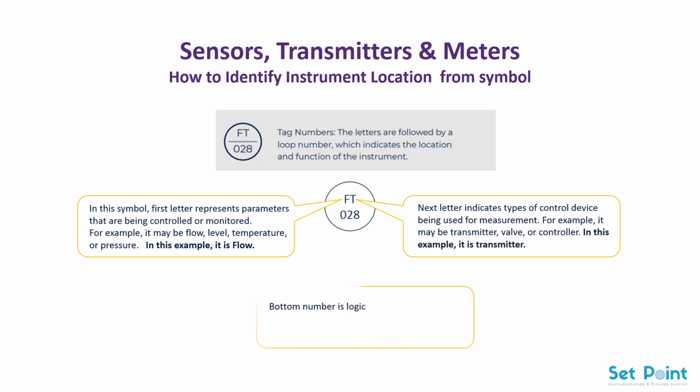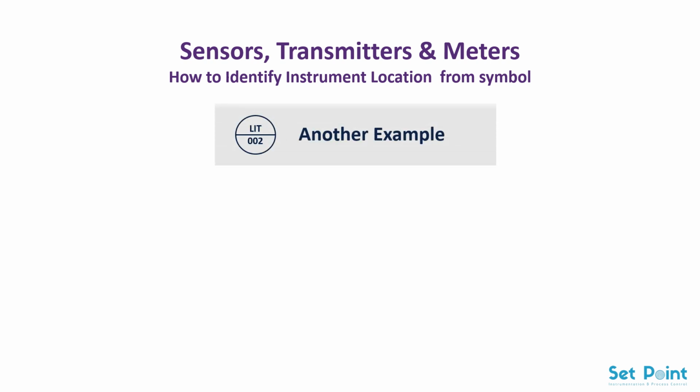Bottom number is logical numerator, and it is used for identification of equipment. In this example, it is number 28. Circle with no line indicates that flow transmitter number 028 is mounted in the field area. Number of the equipment is very useful for identification, especially when diagram has same equipment or more. Now let's have another example.